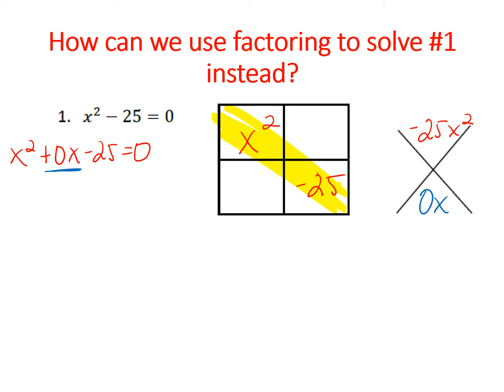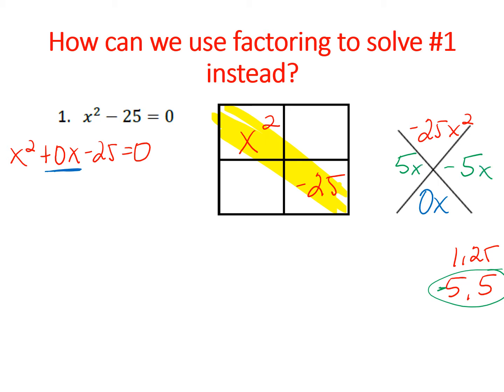So we have to think of what are our factors of negative 25. And again, I don't stress so much about the negative part. I just list my factors. So I've got 1 and 25, 5 and 5, and trying to find which pair I could get a 0 from, and that would be your 5 and 5, but one of them would have to be negative. So it has a positive 5 and a negative 5. Make sure I put my x's on there.